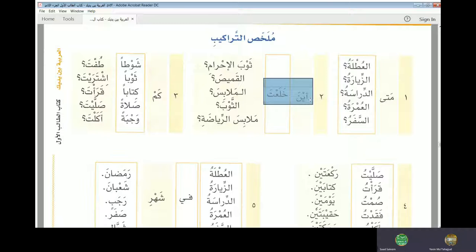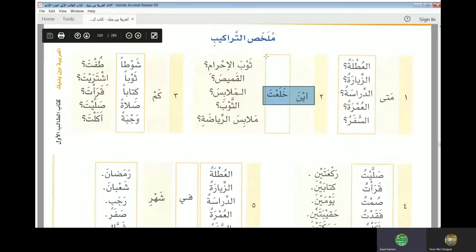Ayna khalata, ayna khalata? Where did you take off your thobe, your ihram clothes? Okay. Where you took off the ihram clothes, okay?